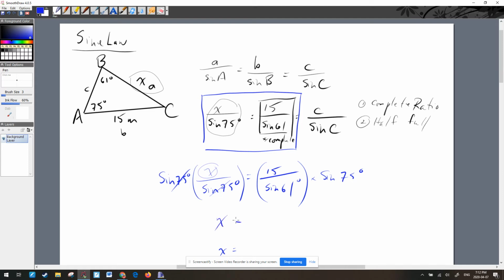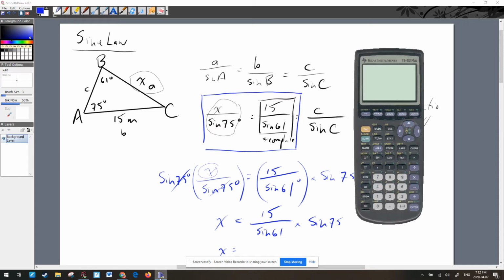So you don't really need to write this step. I'm just going to write it for clarity. So we have 15 over the sine of 61 times the sine of 75. So I'm going to grab my calculator and type that in exactly as it appears.